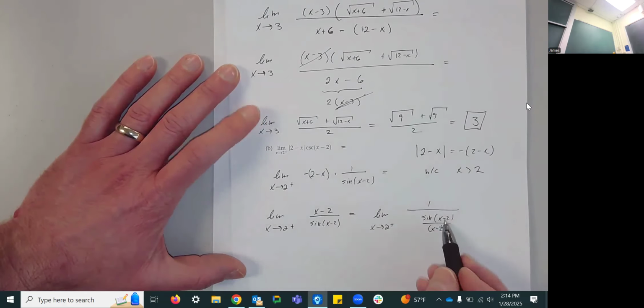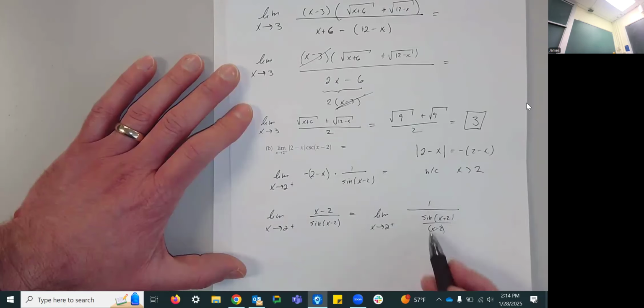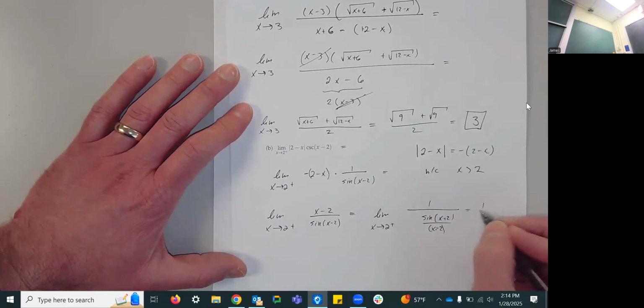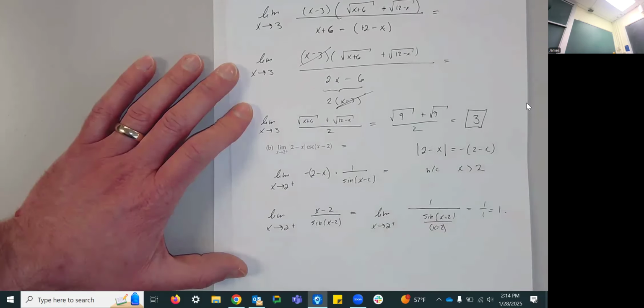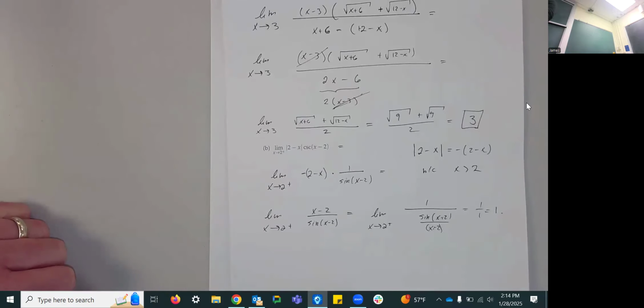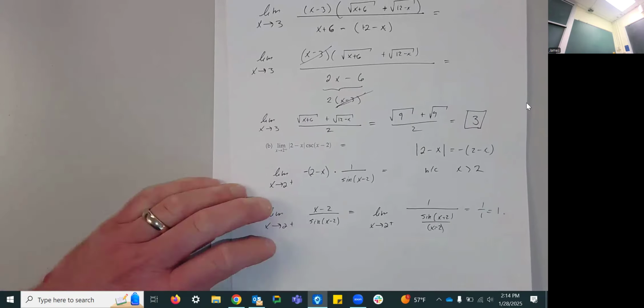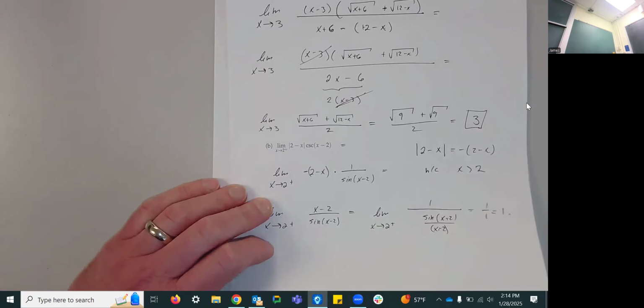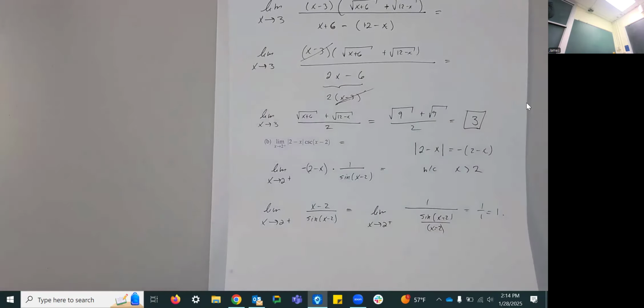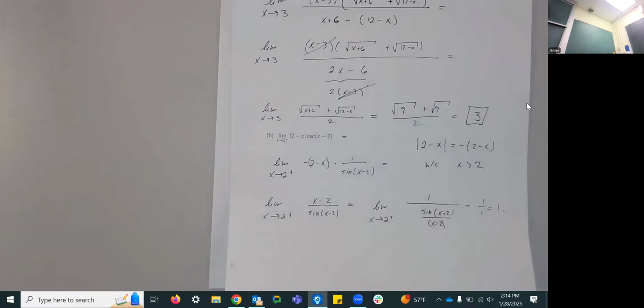We have a sine of something over the same something where that something is going to 0. So that's going to be 1 over 1, which is 1. That's kind of tricky. Tricky to get you to see that you have a sine of something over the same something. Moving along.